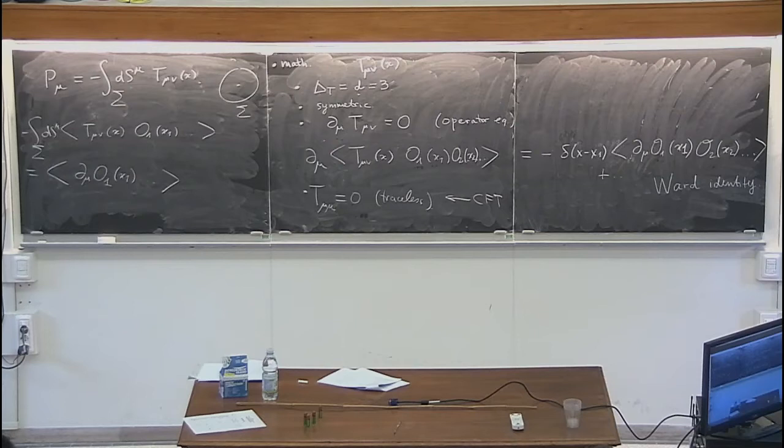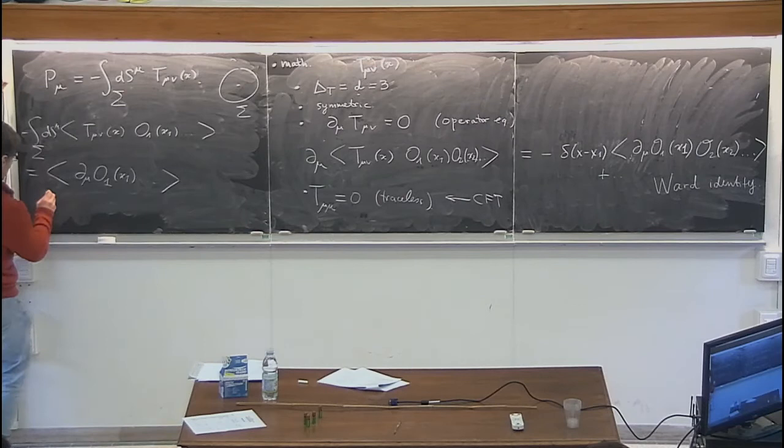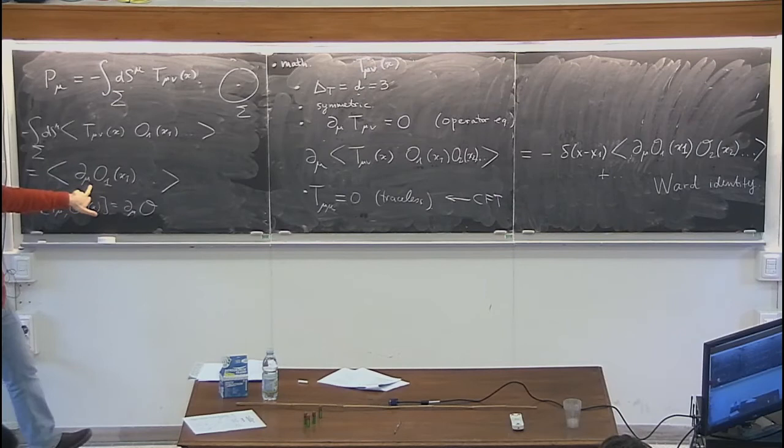So what it means is that by integrating the stress tensor operator over a surface, I can reproduce the action of the momentum generator on my fields. Because remember that we had P_μ O(x) equal to ∂_μ O. And here I obtained exactly the same action by integrating the stress tensor around the surface. And here as well.